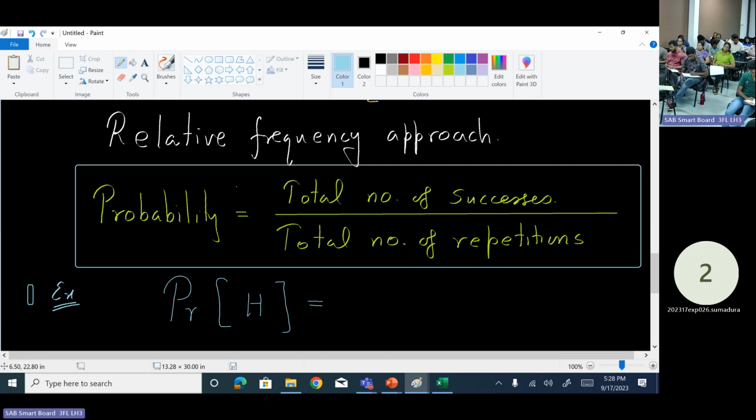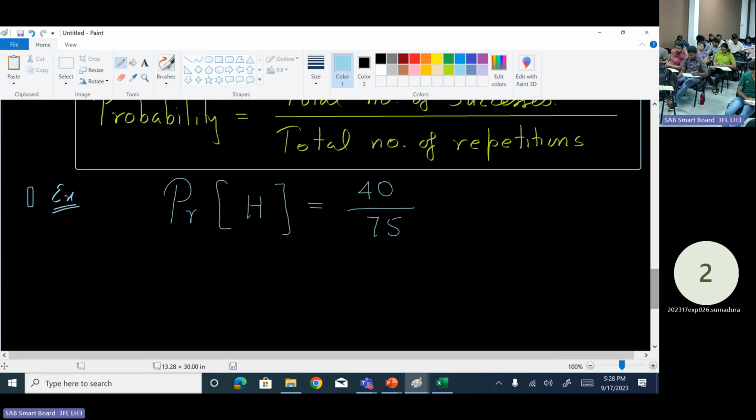So we are going for the relative frequency approach. Total number of repetitions: how many times did we do the experiment? 75 times. How many times success? 40 times. So 40 over 75. Here again you can clearly see this can be simplified to the maximum simplified version. Dividing top and bottom by 5, it is 8 over 15.